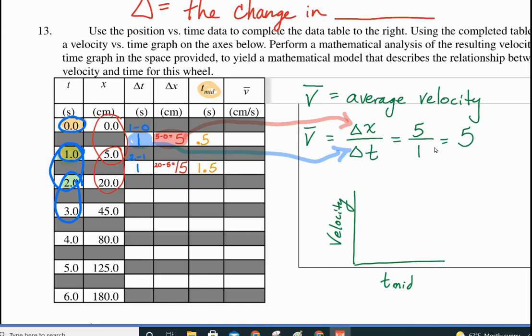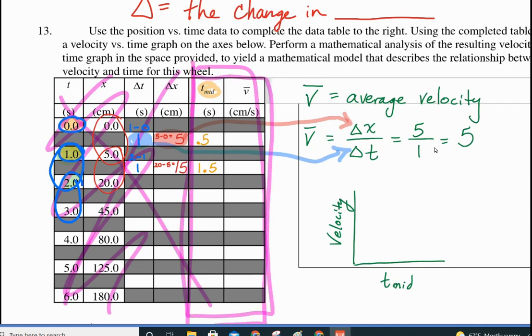Yes? Okay, so here's my challenge to you: don't mess this up. This is what you're graphing. You are not graphing anything over here. You don't care about any of those numbers anymore. You've already used them to calculate the stuff over here. That's what you're going to graph. It's just the time middle versus average velocity. When you go to graph this, remember how I want it to be big.